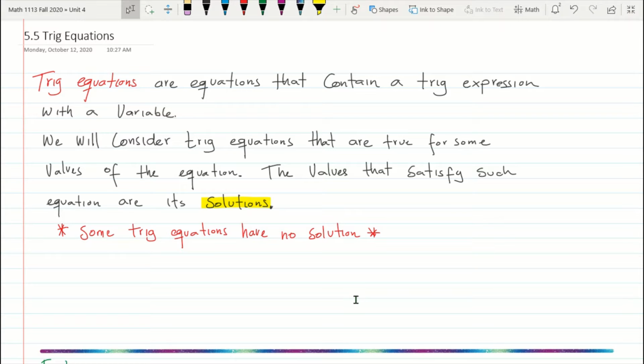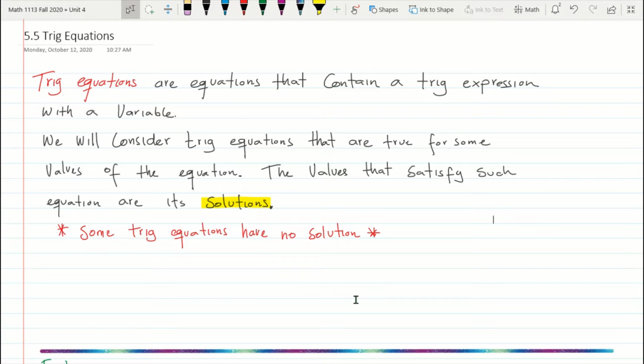Hello everyone, in 5.5 we're going to talk about trig equations. Essentially it's just an equation that contains a trig expression but has a variable. And in math we're always solving for the value of the variable, right? Whatever value makes that equation true, that's what we consider a solution.